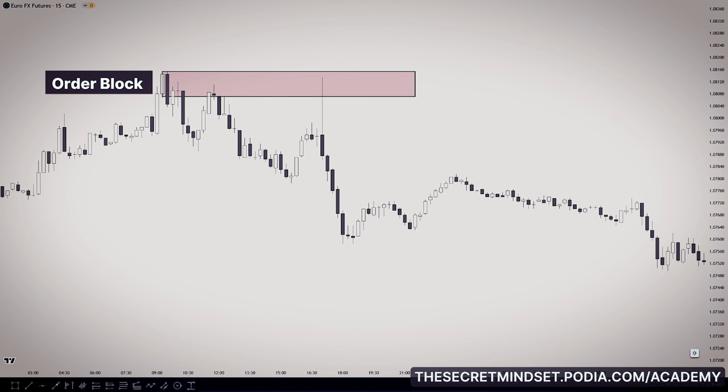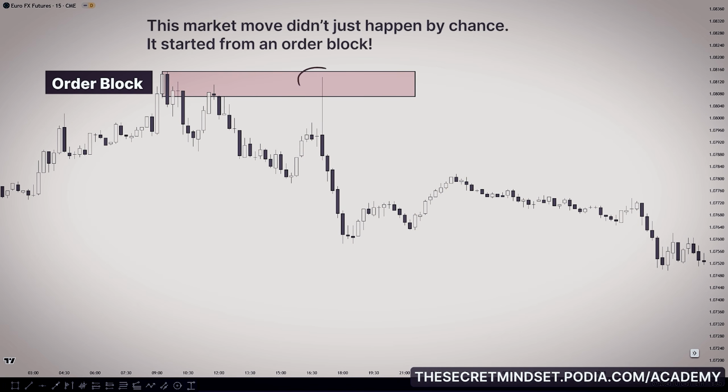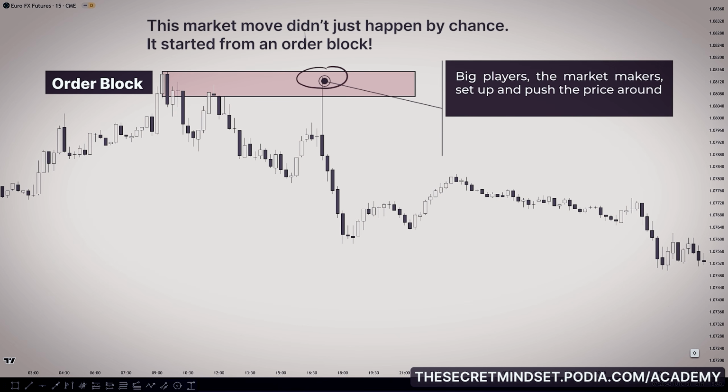When you see a big market move, it didn't just happen by chance. It started somewhere. And that starting point is an order block. It's where the big players, the market makers, set up and get ready to push the price around.